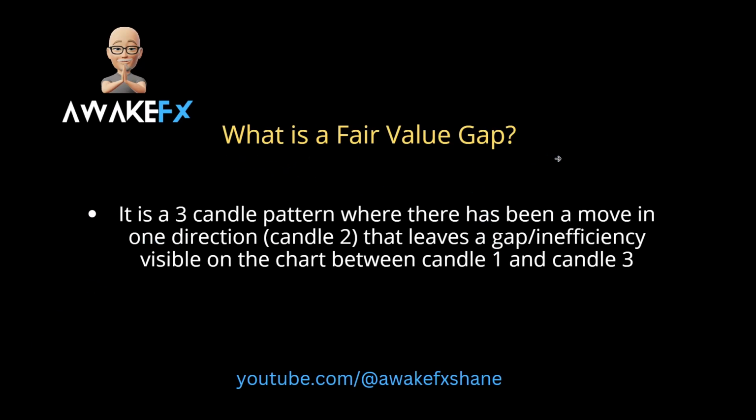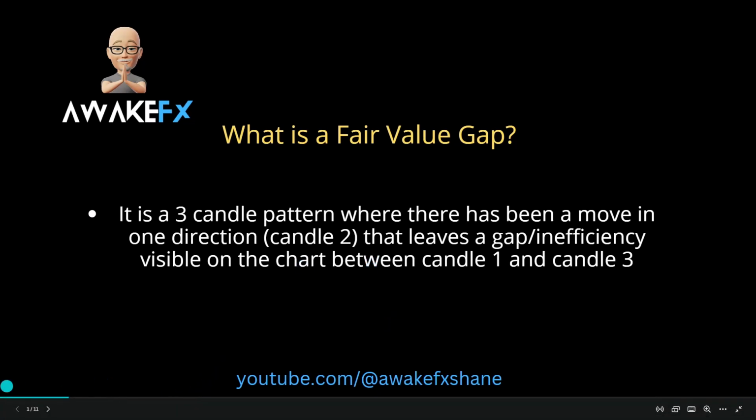The way I've come up with this description is based on Inner Circle Trader and my own understanding combined. So the way I like to describe it is: a fair value gap is a 3-candle pattern where there has been a move in one direction, that's candle 2, that leaves a gap or an inefficiency visible on the chart between candle 1 and candle 3. Maybe have a read of this 1 or 2 times. So let's see straight away what that looks like.